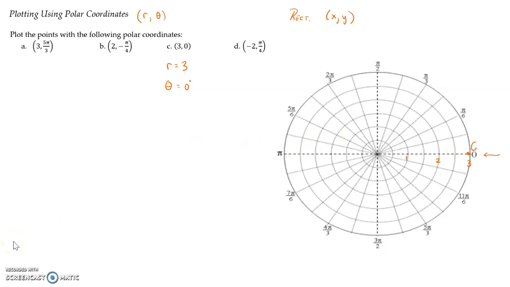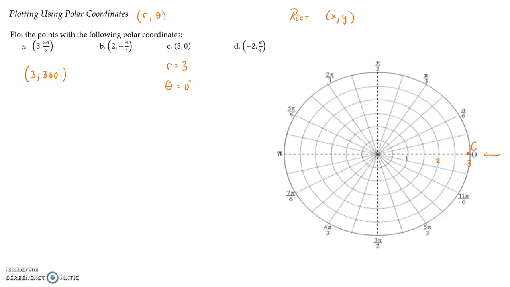Let's go ahead and do part A next. This one is the point (3, 5π/3). If you'd rather work in degrees instead of radians, this is the same thing as (3, 300 degrees).